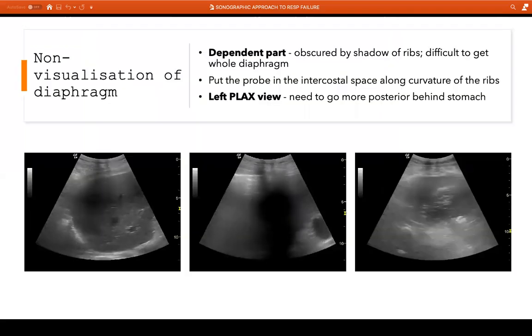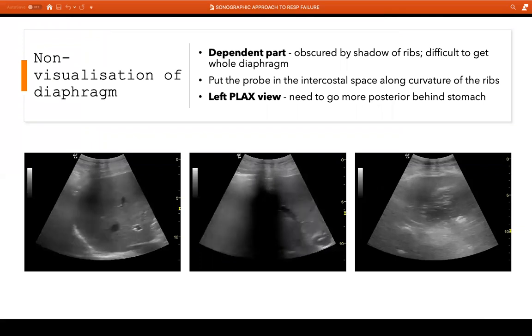Sometimes non-visualization of the diaphragm can be challenging. When you're looking at the dependent part, sometimes it gets obscured by the rib shadow and it is difficult to get the whole length of the diaphragm. What we have to do is put the curvilinear probe in between the intercostal space along the curvature of the rib.